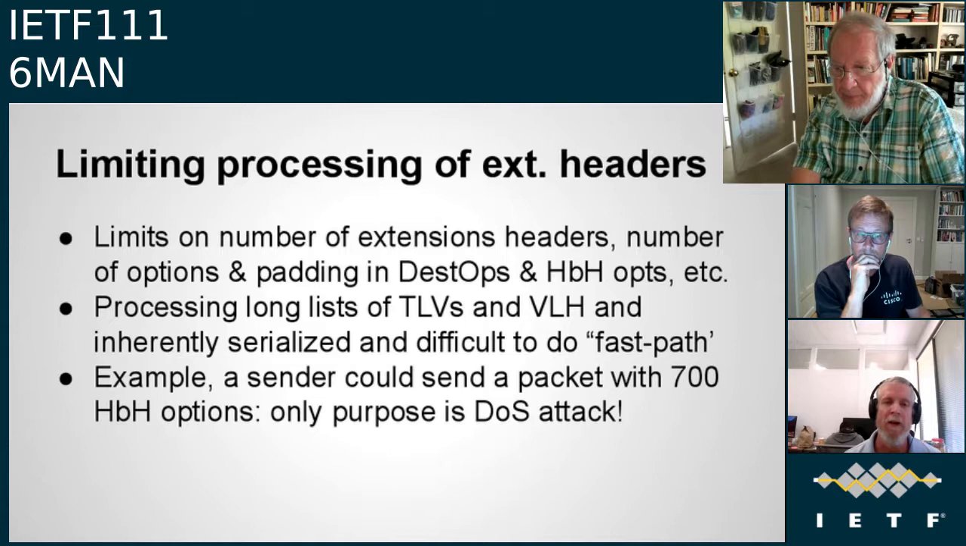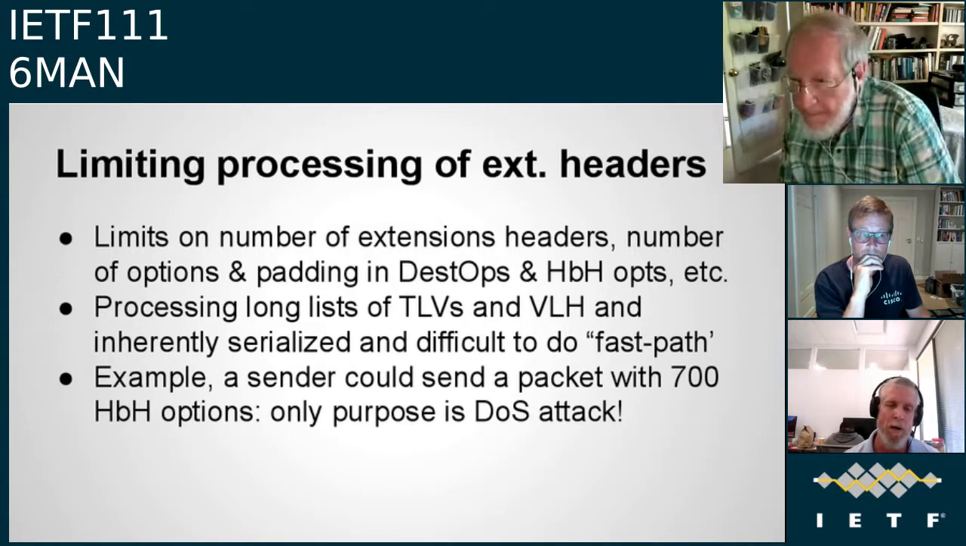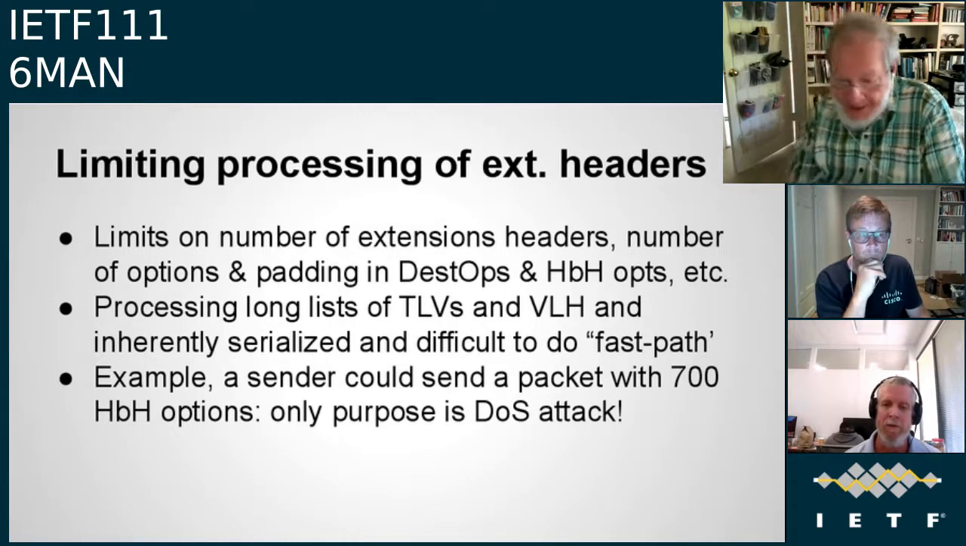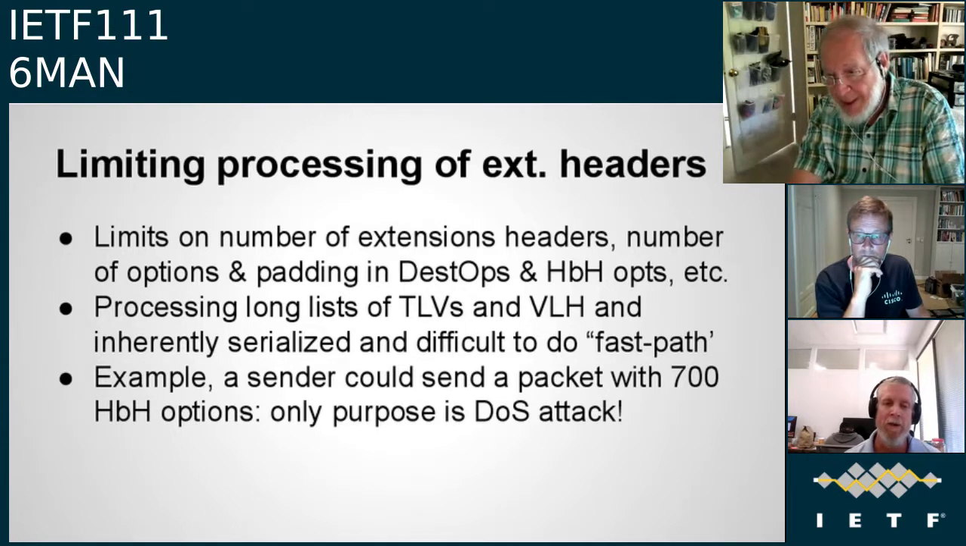So as I mentioned, limits on processing of extension headers, really it's a lot of parameters. So this can also go down into options, like how many padding options can be in destination or hop-by-hop options, number of options, as I mentioned. So an example of that would be the previous draft we talked about. The limit would be one, the limit described there. So one hop-by-hop option.